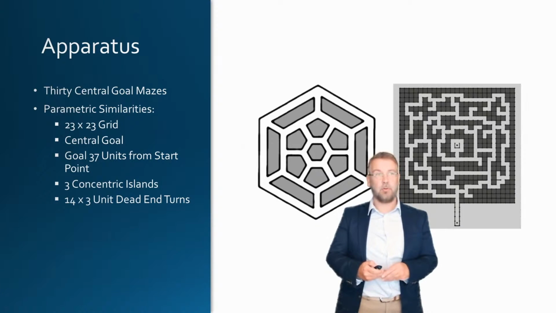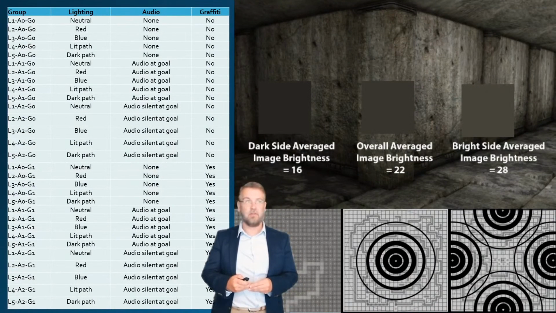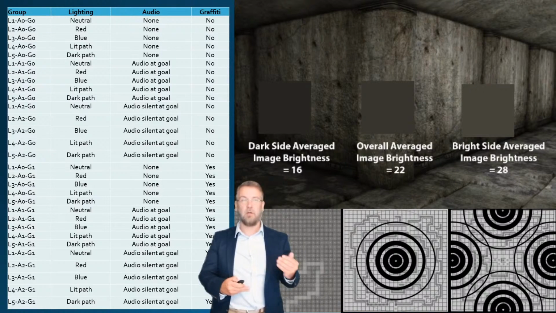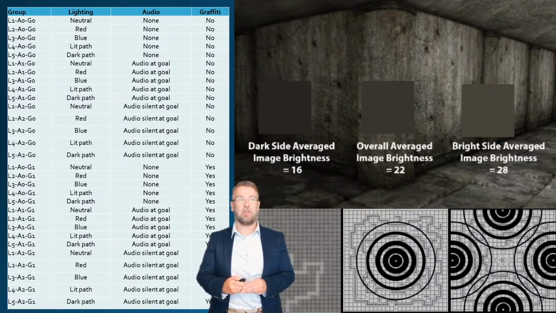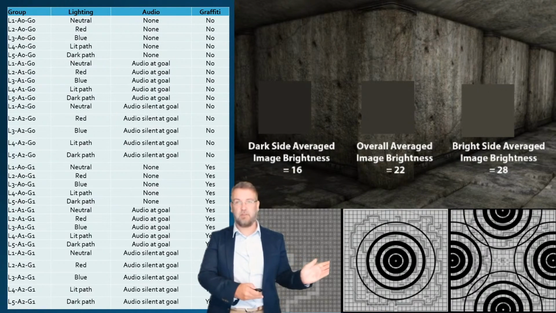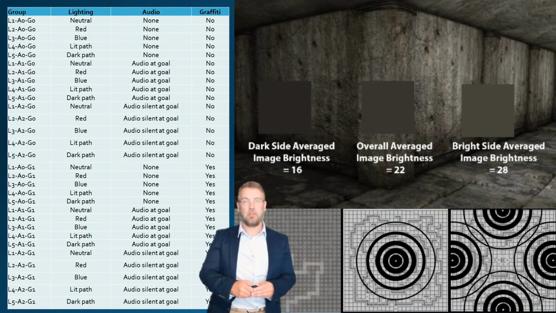We incorporated each of our 5 lighting variations, so there was a neutral, a red and a lit path variation. We also had a dark path that led to the goal as well, so every part of the environment would be uniformly lit except for that path, and then we had our red and blue variants as well. We had 3 audio variations, one with no audio at all, and then audio at the goal and audio silent at the goal, but as you can see in the image, we had audio cues positioned at the perimeters, so you would be forced to navigate to the perimeter and not to that central goal.